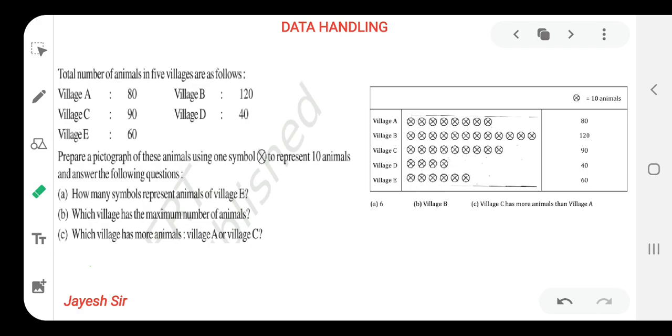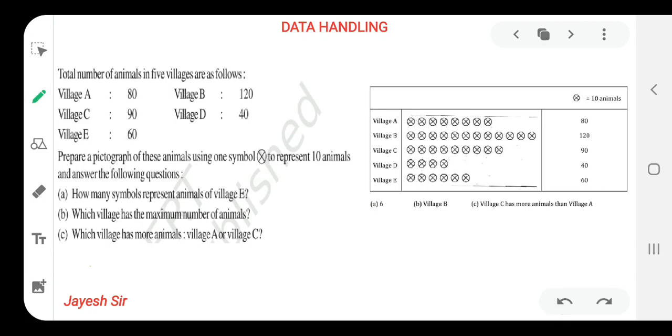Our first question is: how many symbols represent animals of village E? 60 animals are there, but how many symbols are there? These are the symbols we need to count. Let us count: 1 2 3 4 5 6. 6 symbols are there, so our answer would be 6. As you can see, our answer is written over here, that is 6. So we have obtained the correct answer.